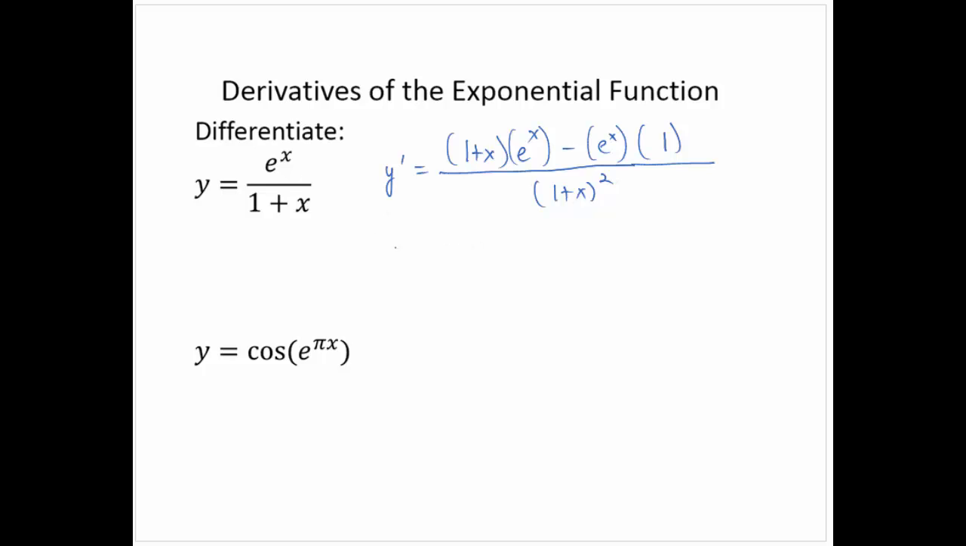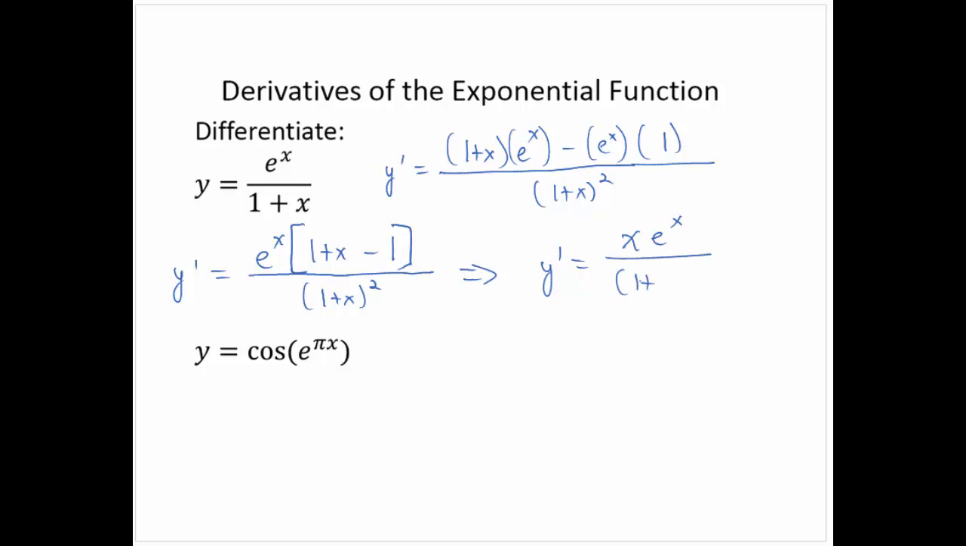All right, now I'm going to use a little bit of factoring here. Y prime would be equal to, in the numerator, both of the terms have an e to the x. So I can factor out e to the x, and I'd have e to the x times 1 plus x minus 1. The denominator is 1 plus x squared. And so I'd have, let's see, 1 plus x minus 1 is x. And so I would write this as y prime equals x e to the x over 1 plus x squared.